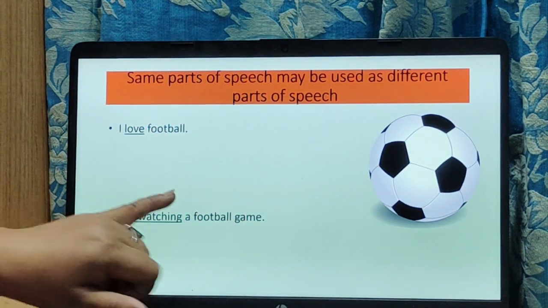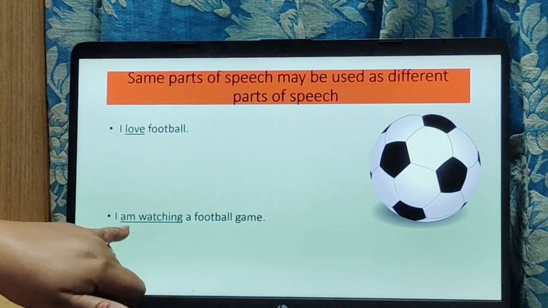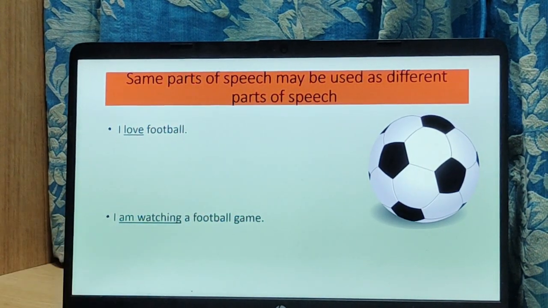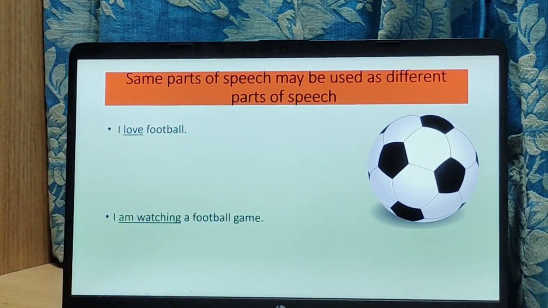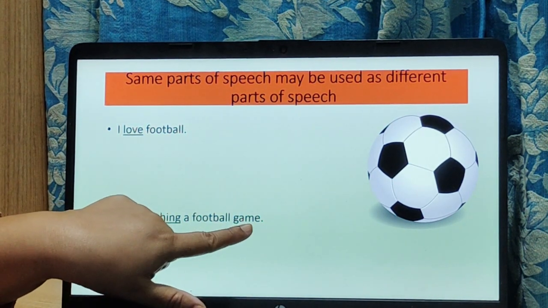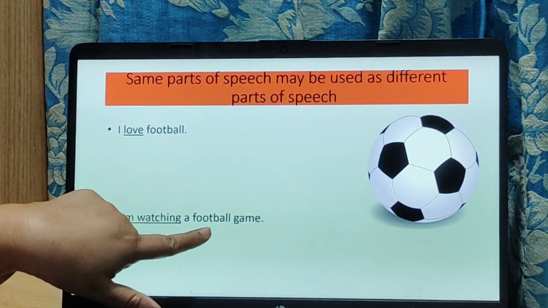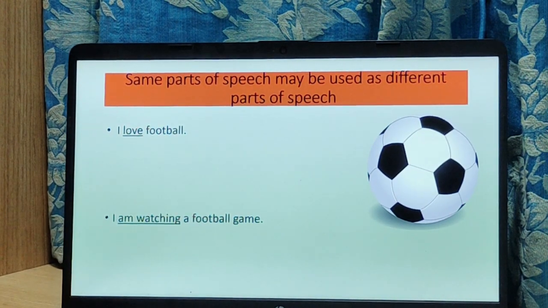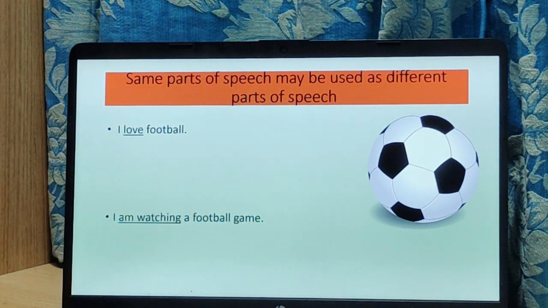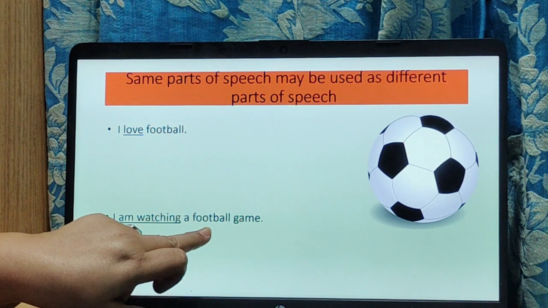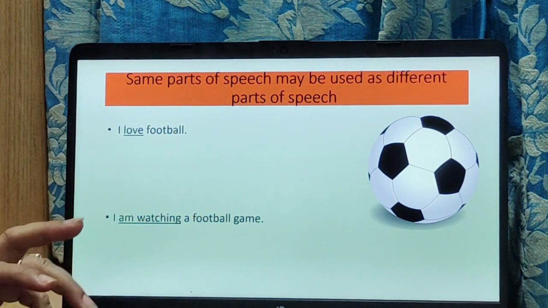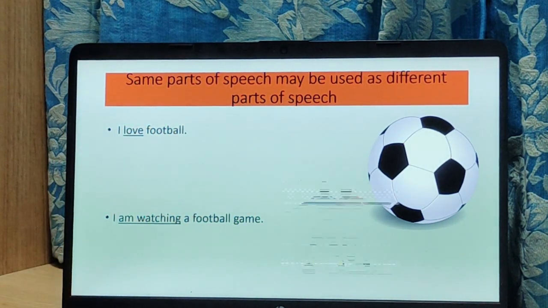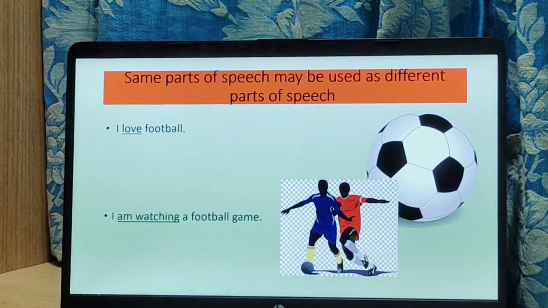Now if I say, "I am watching a football game," which is the verb? Am watching. Who is watching? I. I is a subject pronoun. Now, a football game, what am I watching? Game, and hence it is a noun. What type of game is it? It's a football game, and hence it is describing the game, and anything that describes the noun or the pronoun is an adjective, and hence football is here an adjective. In the earlier sentence, football was the noun. The same word, when it's used in different ways in different places, changes its part of speech.